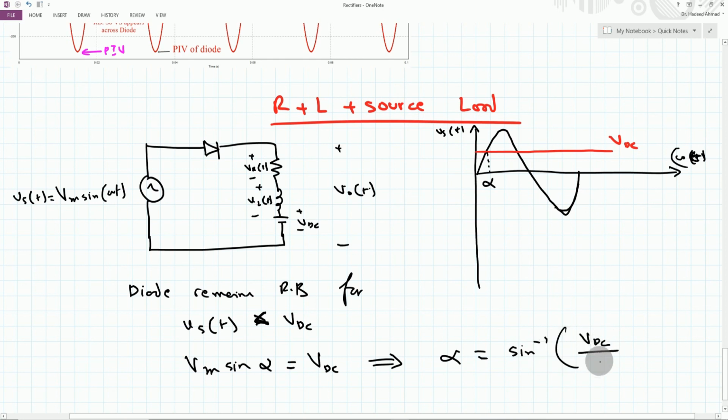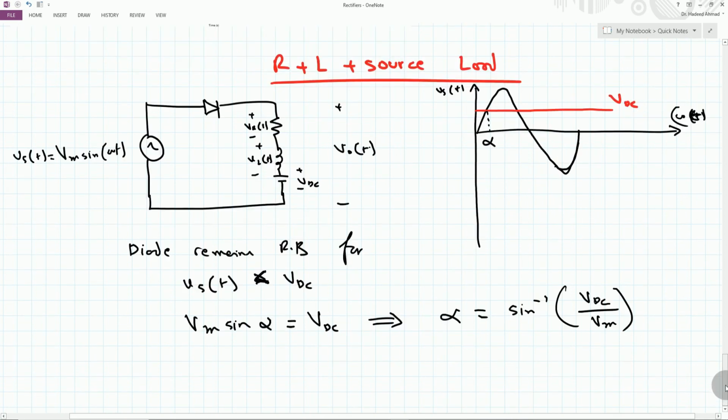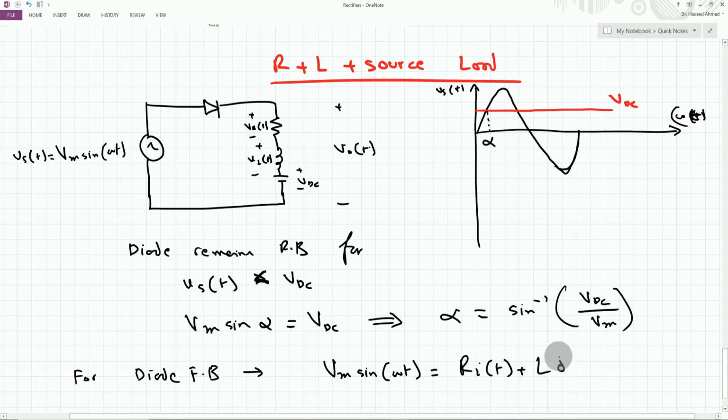VDC over this Vm. Now once the diode starts conducting, for diode forward biased, we can apply the KVL here. Then Vm sine ω t is equal to R i(t) plus L di(t)/dt plus VDC.